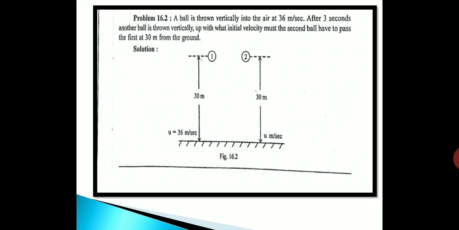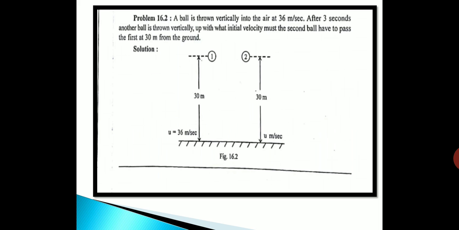So here the scenario is pretty much clear. You are throwing ball number 1 with an initial velocity of 36 meter per second. You are taking a gap of 3 seconds. After 3 seconds you are throwing the second ball. Then the second ball has to pass the first ball at a height of 30 meters from the ground.